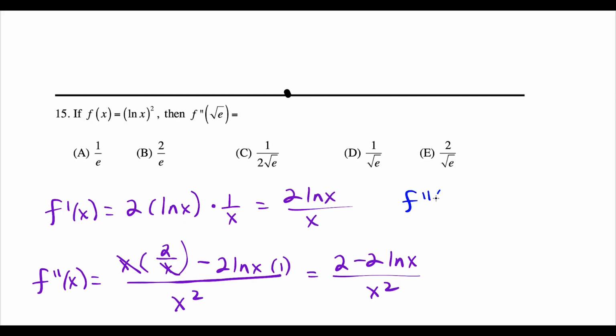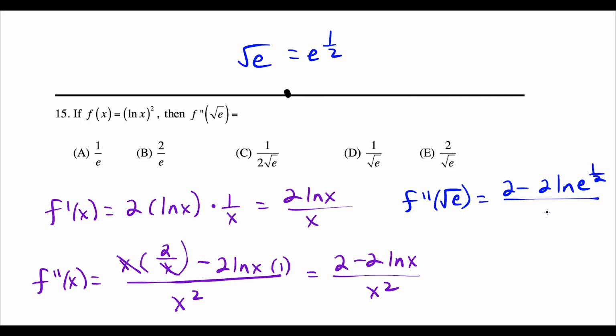So we have f double prime of square root of e equals 2 minus 2 natural log of square root of e. We could rewrite this as e to the 1/2 power. So instead of saying square root of e, I'm going to say e to the 1/2. That's going to allow us to simplify a little bit nicer. And then we have square root of e squared like this.